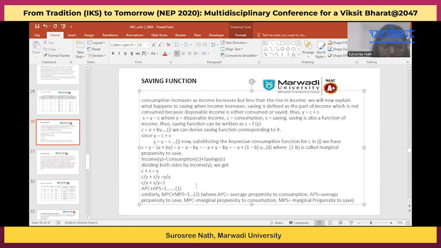Similarly, we get MPC plus MPS equals 1. So if the question asks you to prove that APC plus APS equals 1 and MPC plus MPS equals 1, then you have to write it down in this way.